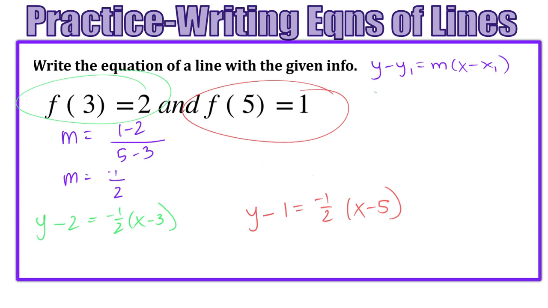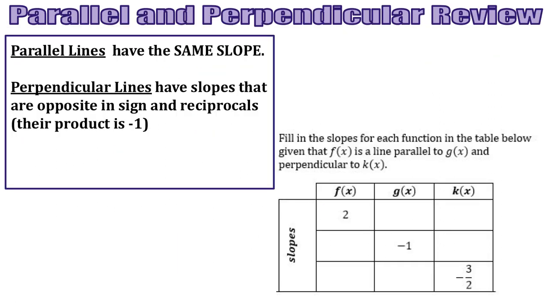Now that we've reviewed writing equations of lines and finding the slope, let's move into parallel and perpendicular lines. All right, so as a reminder, parallel lines are lines that have the same slope.